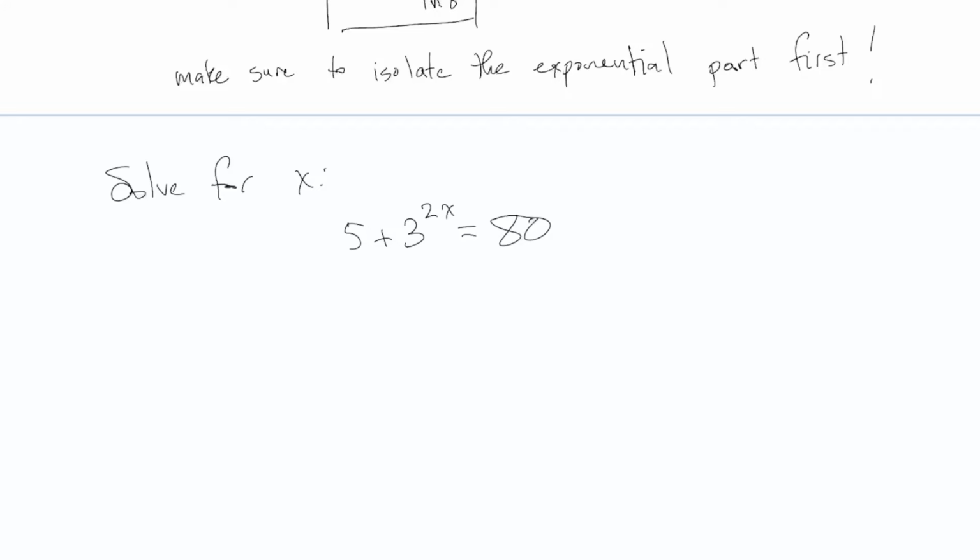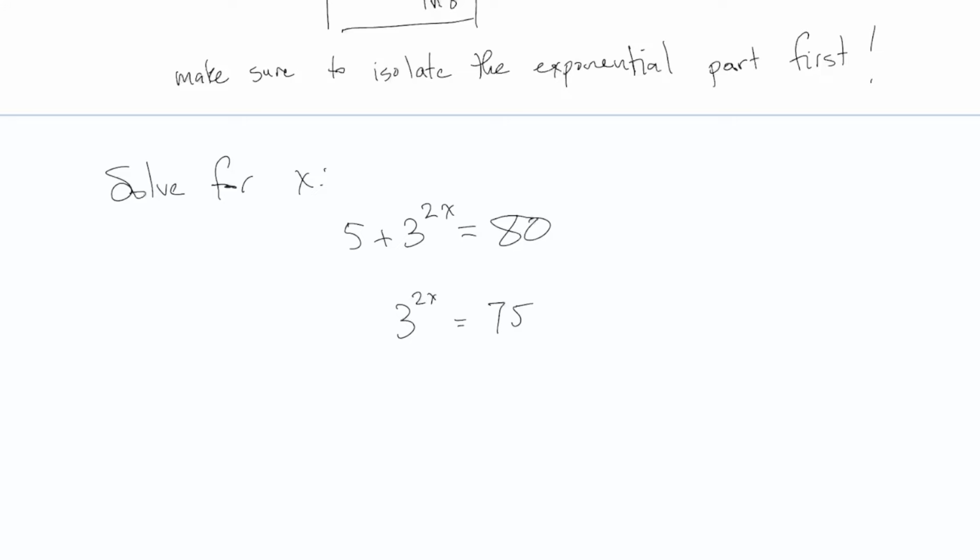So what can I do before that? I say isolate the exponential part first. This is the exponential part that I'm talking about. And I want to get rid of this 5 over here. The way to do that would be to subtract 5 on both sides first. So I'm going to subtract 5 on both sides first. It becomes 3 to the 2x equals 75. This is what I mean by isolate the exponential part first.